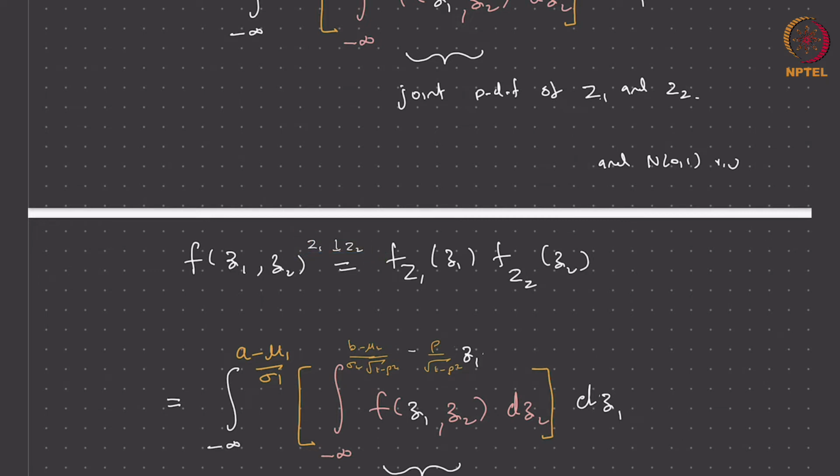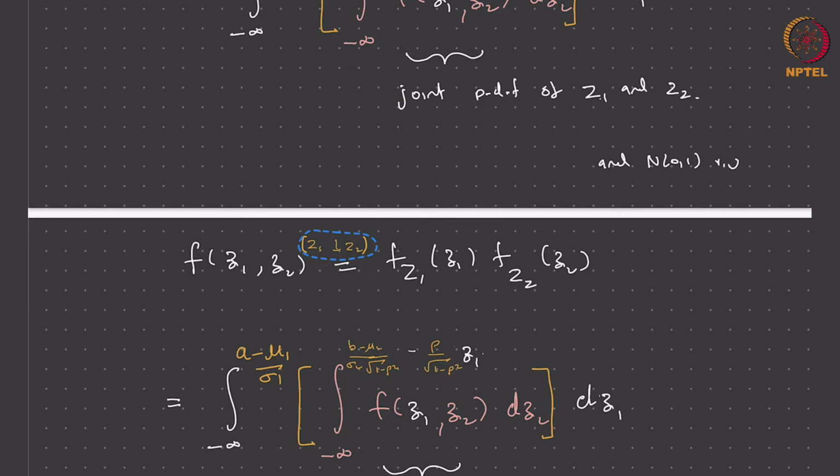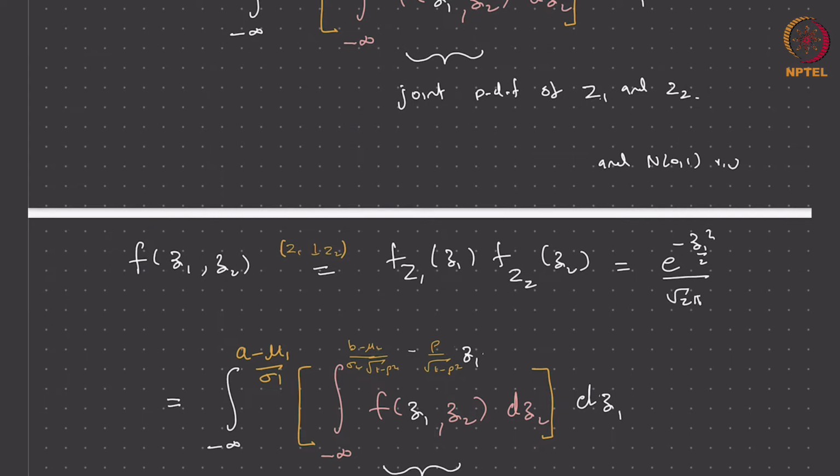Let me color them a little differently so it's clear. The reason they're split up is that they're independent. And then I know that they are normal random variables, so I know the density of each of them. So the equality is clear. And this is going to be equal to e to the minus z1 squared by 2, that's f of z1, by root 2 pi, and e to the minus z2 squared by 2 by root 2 pi. Here I used the fact that they're normal random variables.